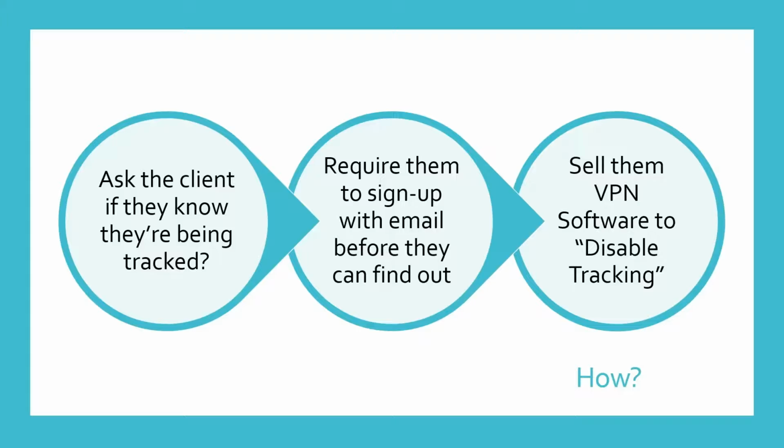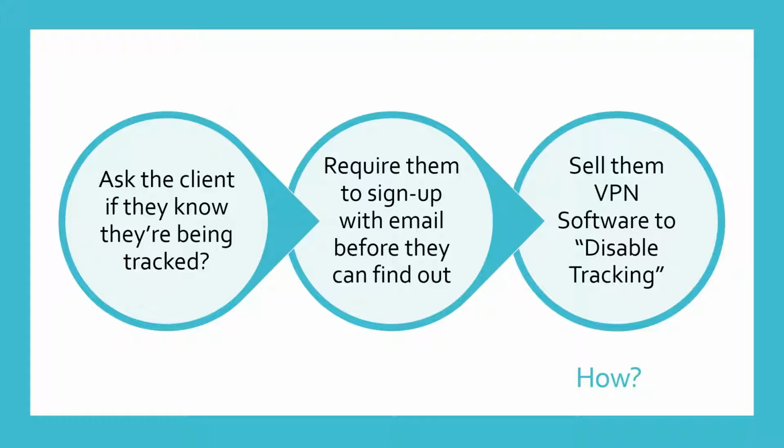And so the way the website functions is on the front page, it asks the client if they know they're being tracked, and it provides them with two options. They can either disable tracking or they can find out now and see whether or not they're being tracked. By clicking disable tracking, it'll just redirect them to purchase VPN software. But by clicking find out now, it'll require them to sign up with an email before they can find out.